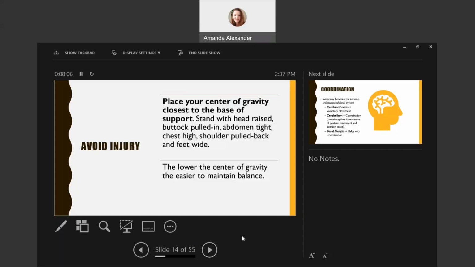Avoiding injury. When working, you want to always place your center of gravity closest to the base of support. Stand with your head raised, buttock pulled in, abdomen tight, chest high, shoulders pulled back, and feet wide. Always remember keeping your feet wide sets a good platform for your center of gravity. The lower the center of gravity, the easier to maintain balance.